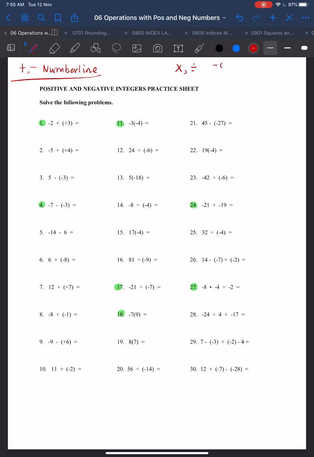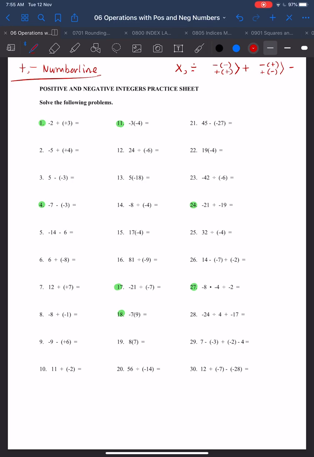When the signs are the same, like negative times negative, positive times positive, negative divided by negative, positive divided by positive, you will always end up with a positive answer. Now, if the signs are different, negative times positive, positive divided by negative, the answer will always be negative.